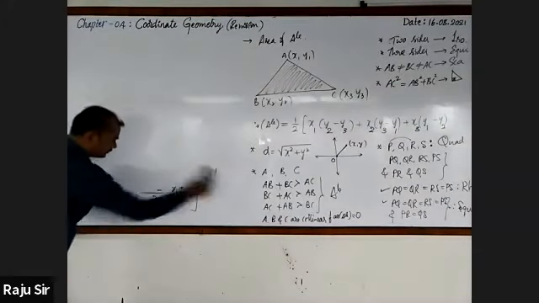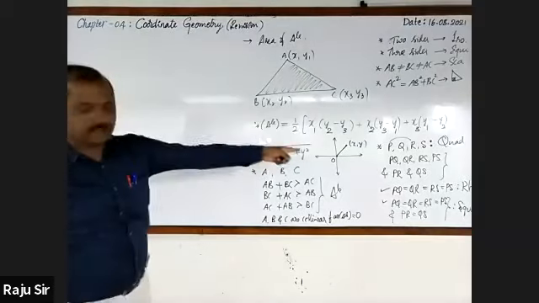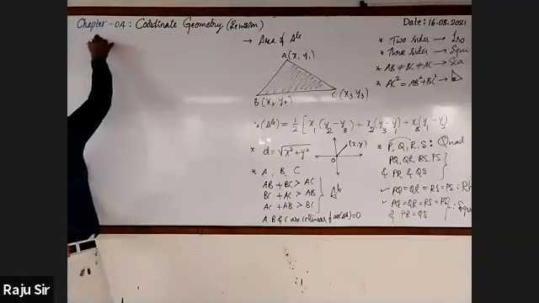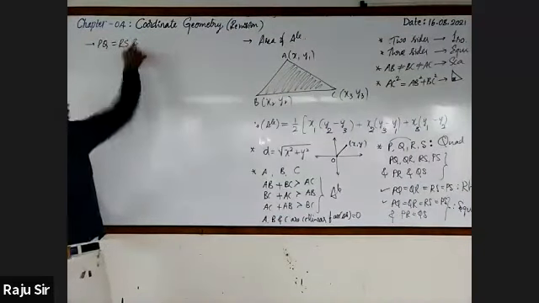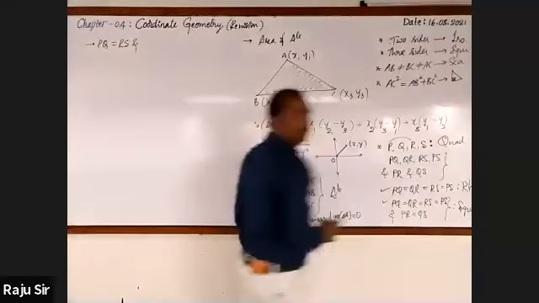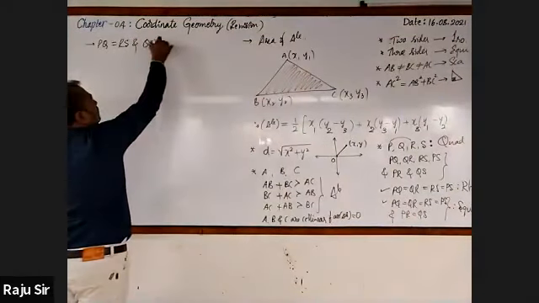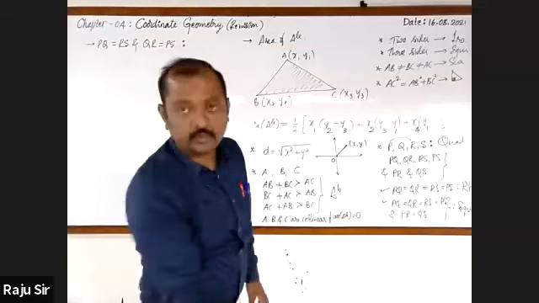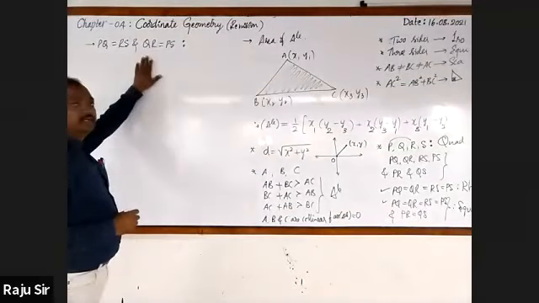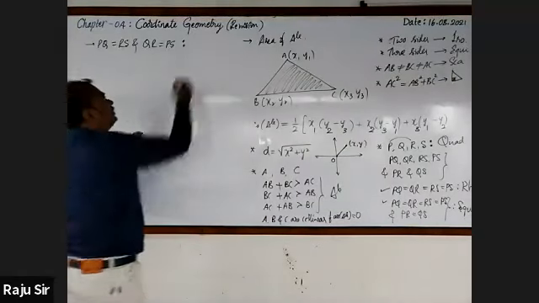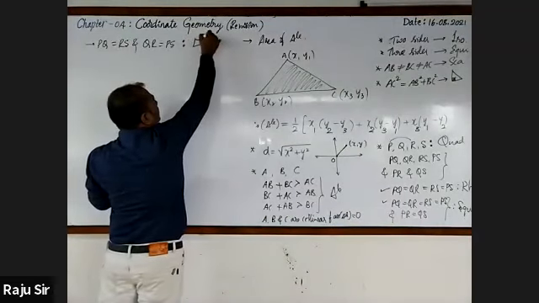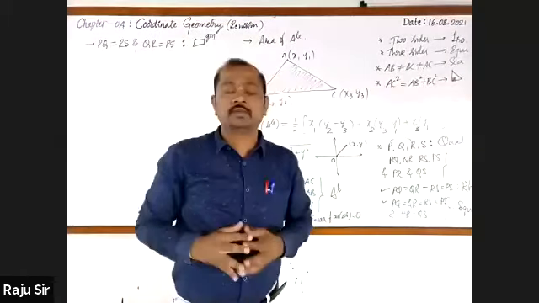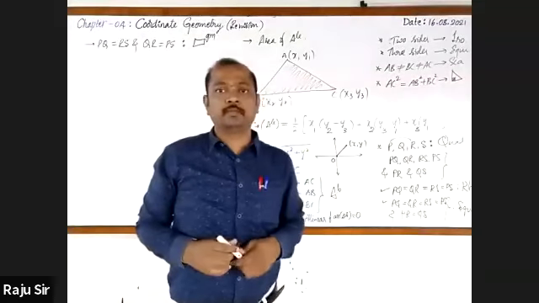Suppose the sides PQ and RS are equal, PQ equal to RS and QR equal to PS, which means opposite sides are equal. Only this condition holds good. Then you can say that it is a parallelogram. If opposite sides are equal, then a parallelogram is formed.